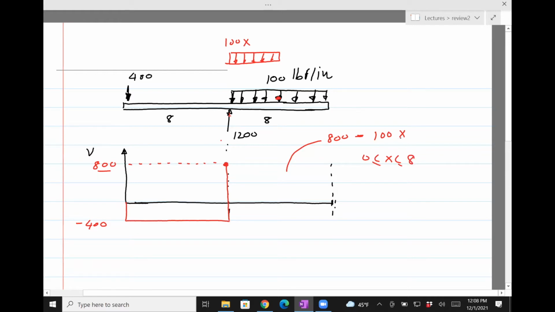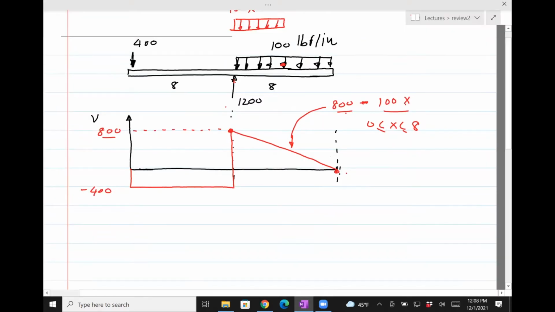So clearly when you put x equals 0, the shear force is 800. And when you put x equals 8, you get 800 minus 800, that's 0. So all we need is 2 points to join it. So that's going to be how it will look. Okay, that's the equation: 800 minus 100x. Okay, so let's go and draw the bending moment diagram.